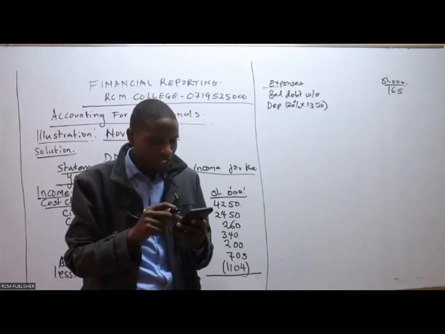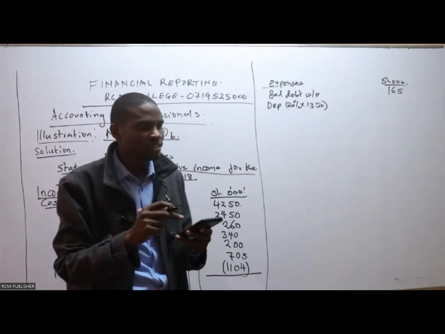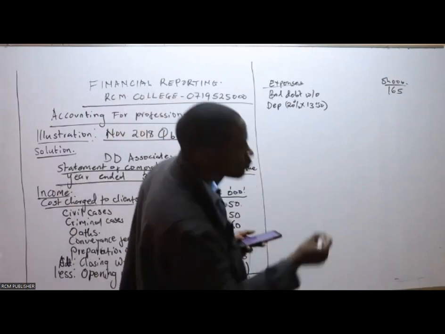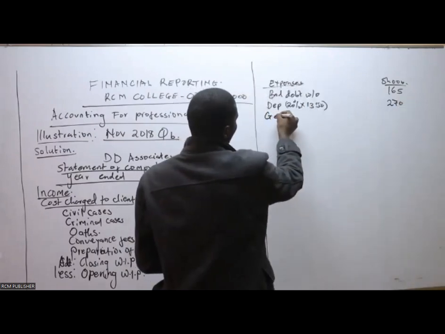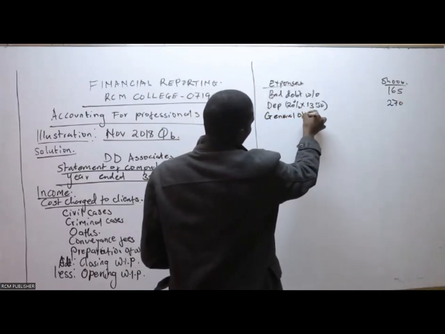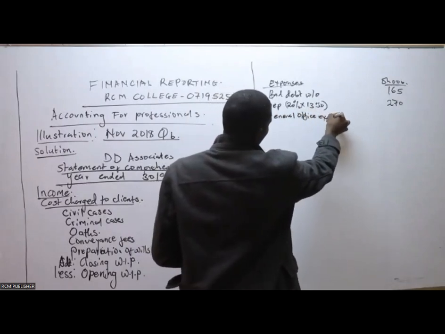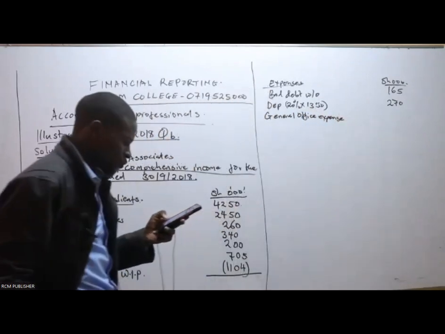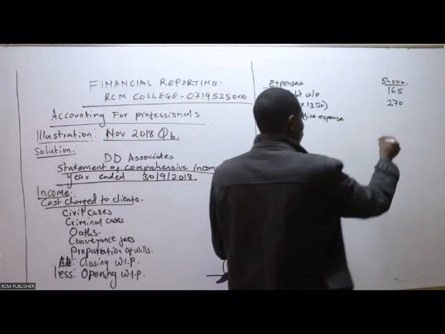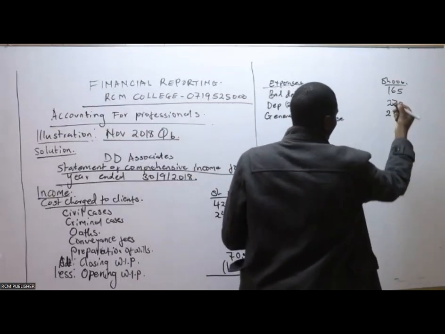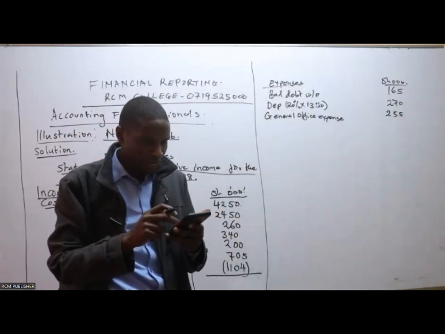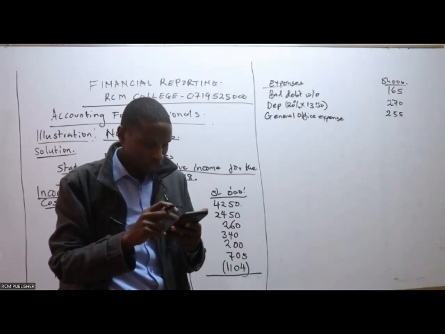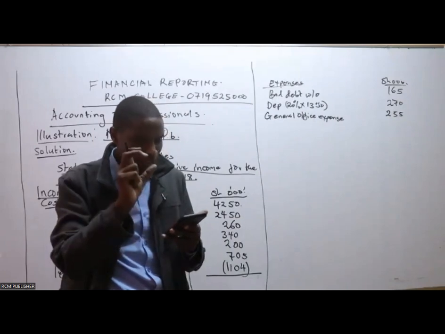Then I can see we have general office expense of 270. Thank you so much, Sandra. Then we have another office expense, how much is that? 255. Any other expense that you can identify from your end? Cash disbursement on behalf of client? Not really. Any other expense that you can identify?